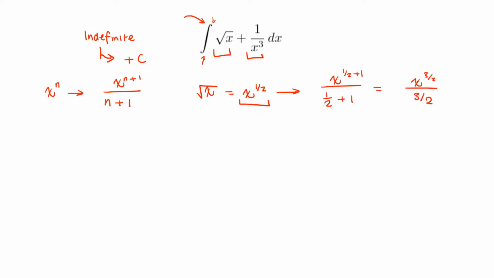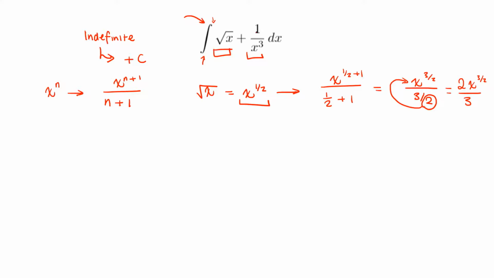And if you have a fraction dividing by a fraction, what you can do is you can get the denominator of the bottom fraction and bring it up to the top. So that's going to be 2x to the power of 3 over 2 all over 3. So that's the integral of the square root of x.